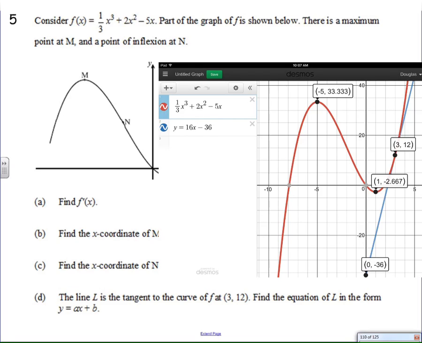Just to make sure that everything's on the up and up, I went into Desmos, I put in the exact equation that was given to me as shown. I also put in the equation of the line I was supposed to be finding, and here the blue line is in fact tangent to the curve at (3, 12), and the maximum occurs at -5, the minimum occurs at 1, and I didn't show the inflection point, but everything else is right, so I'm sure this inflection point is correct as well.